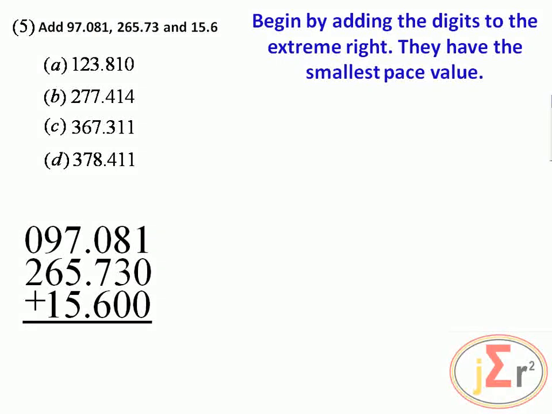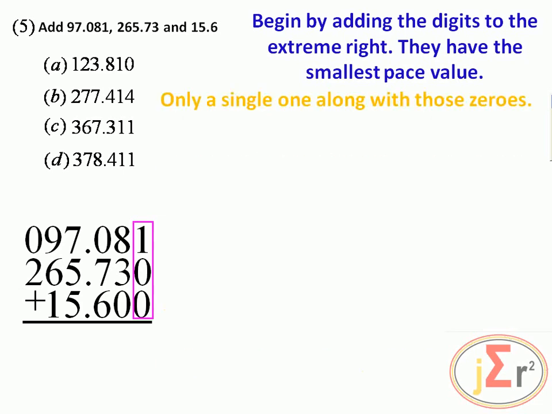Begin by adding the digits to the extreme right. They have the smallest place value. So go to the extreme right and add those. What's the answer, Jerry? 1. That's very easy. We like to add numbers that contain a zero because we know the zeros don't amount to anything and the result is easily obtained. Only a single 1 along with those zeros. Therefore, 1 plus 0 will be 1.